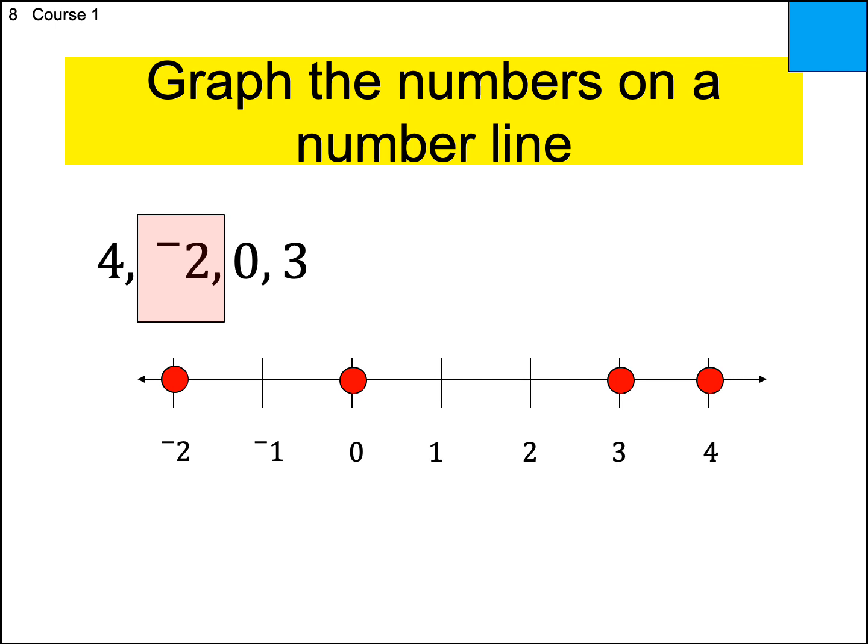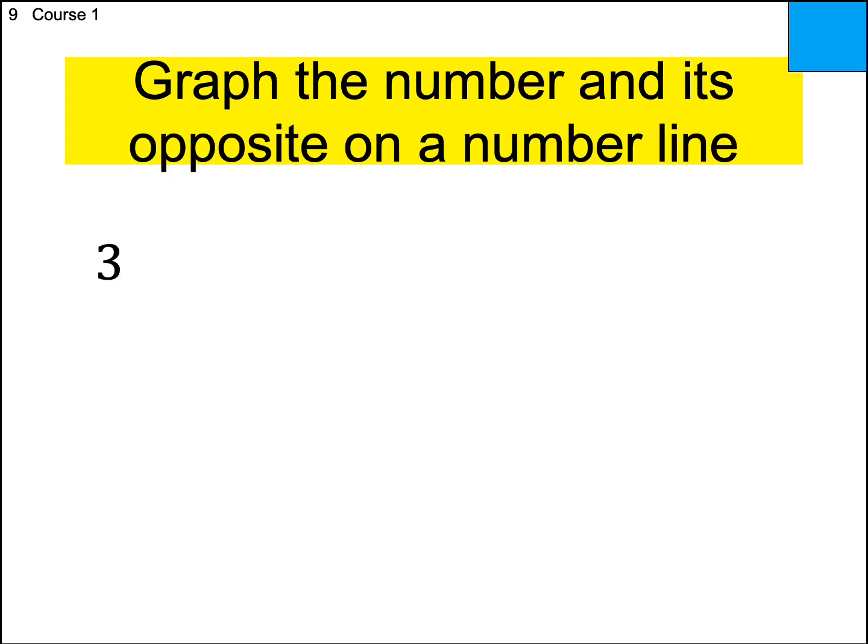All right, notice where I put the circle, the filled-in circle. It's on the number line itself. It's not above it. It's not below it. It's on the number line and on the tick mark. Does that make sense? Okay.